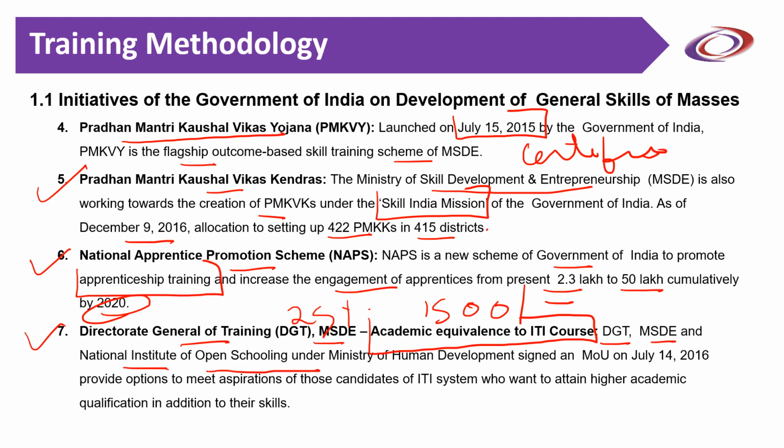Then we have the Directorate General of Training, DGT MSDE, academic equivalents to ITI course. So together DGT MSDE and National Institute of Open Schooling under the Ministry of Human Resource Development, they have provided options to meet aspirations of those in the ITI system who want to attain higher academic qualification so that they can add to their skills. So it has also provided pathways for ex-trainees of the ITI holding certificates so that they can earn secondary or senior secondary qualification. So these are only illustrations of such initiatives.